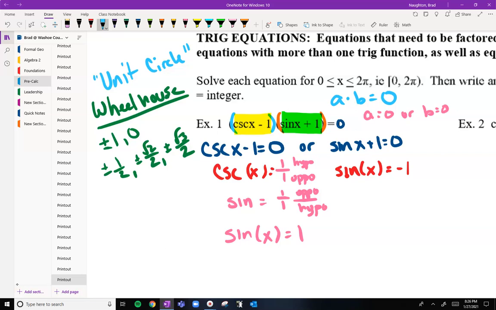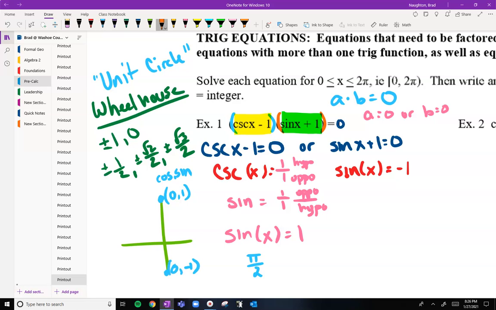Okay, so this is 1. We know that's in our wheelhouse. So when is sine 1? Just remember it goes cosine and then sine. So right here at (0, 1) is where sine is 1. So my answer is going to be pi over 2. Now, because that's the only answer, I'm going to pause right there, because if it's down here, it's (0, negative 1), not so helpful for this first part.